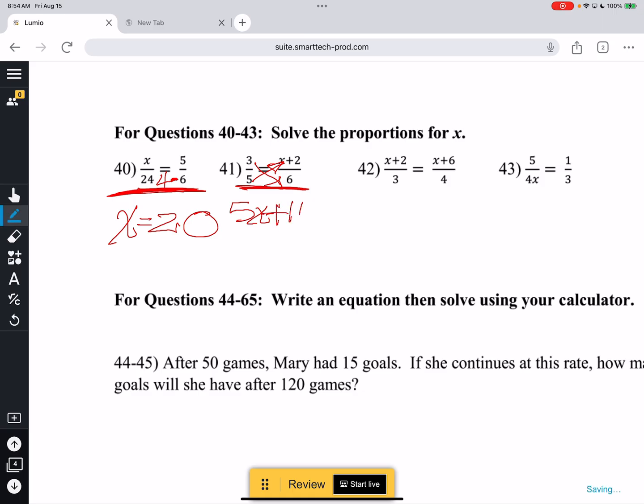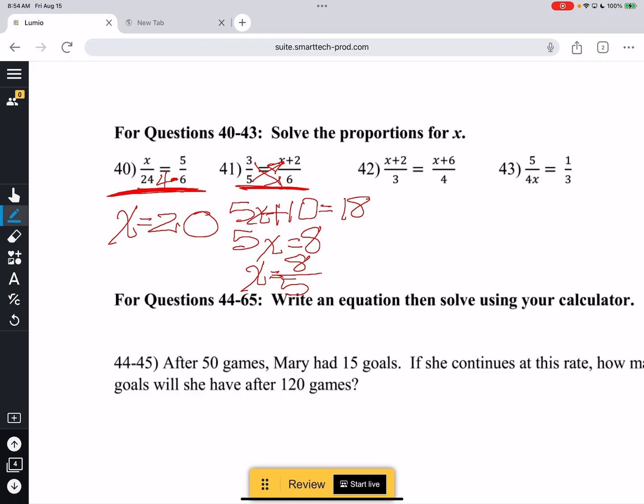Plus 10 equals 18. 5x equals, when you move the 10 over as a negative, we're left with 8. So what's our final answer? 8 over 5. Good. So if you were to take 8 over 5 and plug it in for the x and work it, you would end up with the numbers equaling each other.